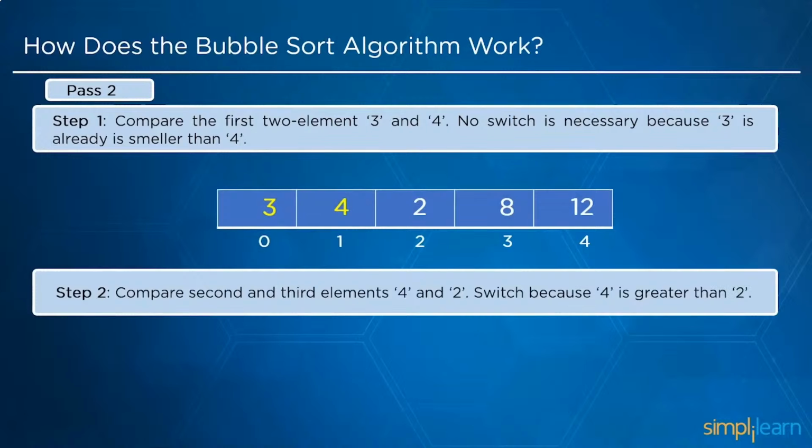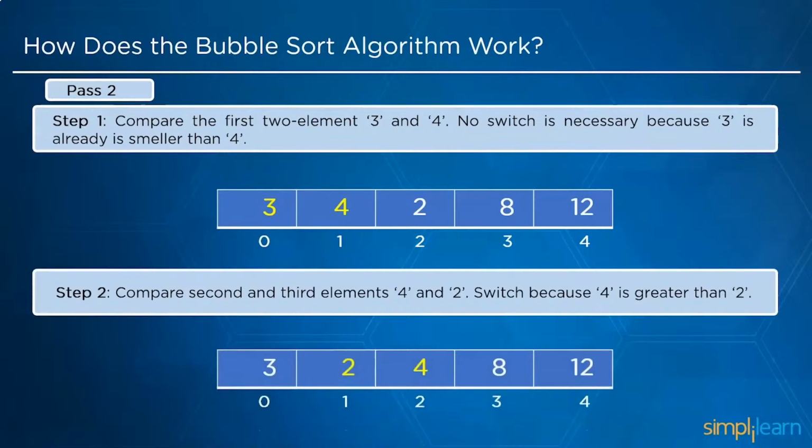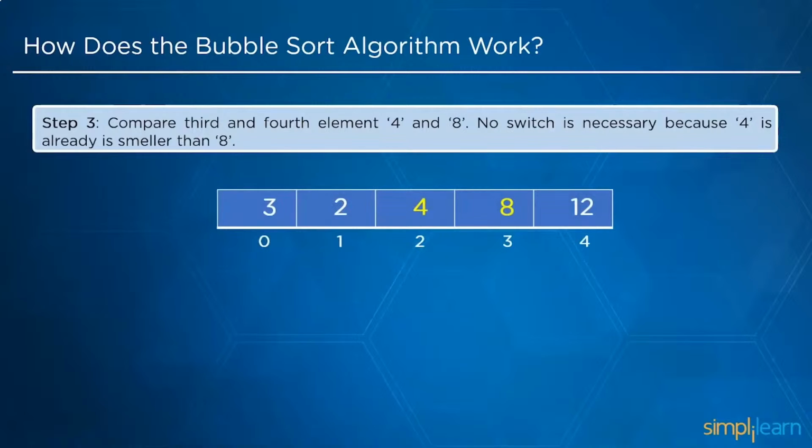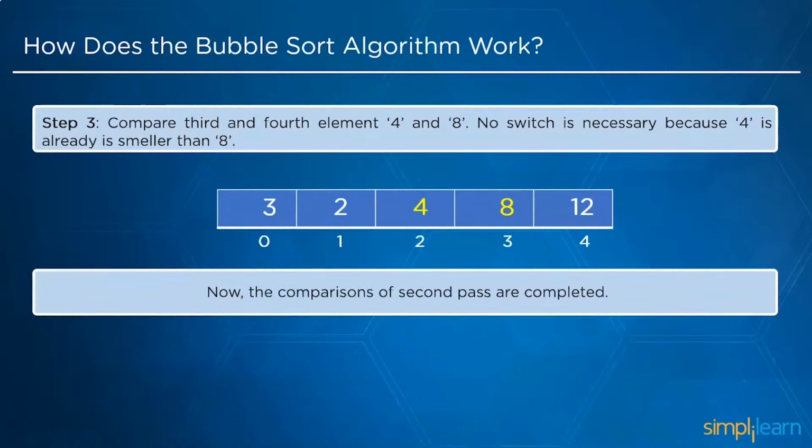Next we have step 2. In step 2, we need to select the elements 2 and 4. As you can see, 2 is less than 4, so there is no swapping required. Next we have step 3. In step 3, we need to compare the elements 4 and 8. And here, we may not need any swapping because 4 is already less than 8. Now here you can see that we are not comparing 8 and 12 because the last element is already sorted.